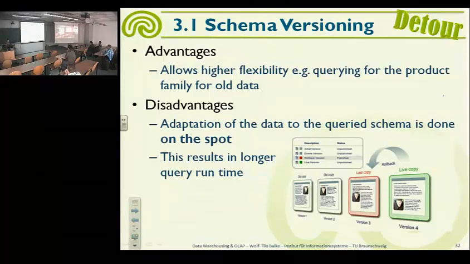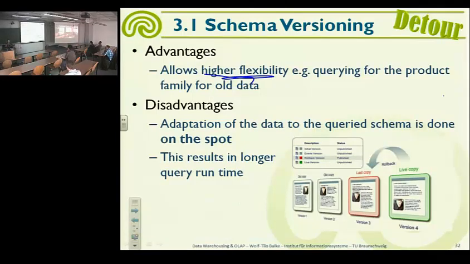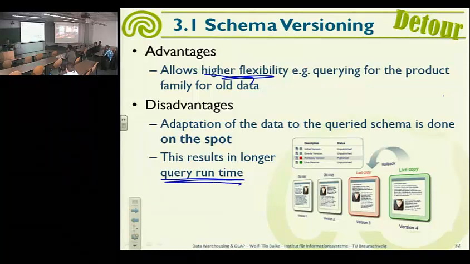So the advantages for something like that is that you have high flexibility. You query the product family for the old data, and you can always go back and aggregate it. The disadvantage is that, like I said, if the query comes at one point and the data is not there, you cannot go back in time and say, but I used to have it before. It's not there anymore. You've altered the schema and it's not accessible anymore. So you would have longer query runtimes. But again, this is your decision.